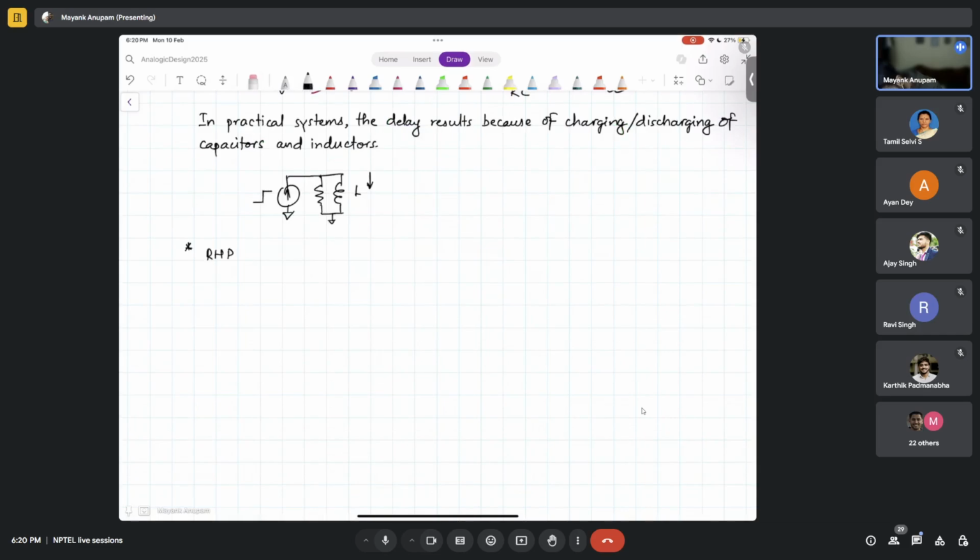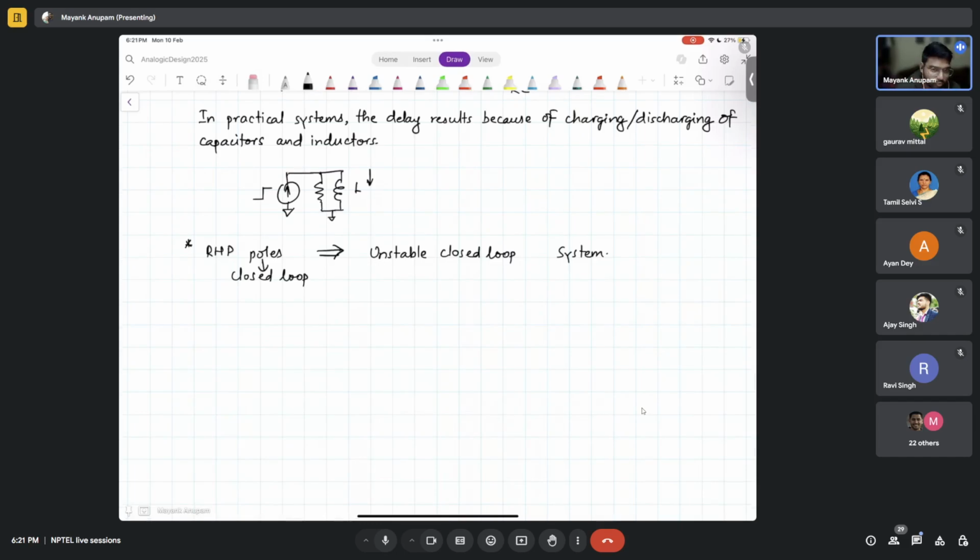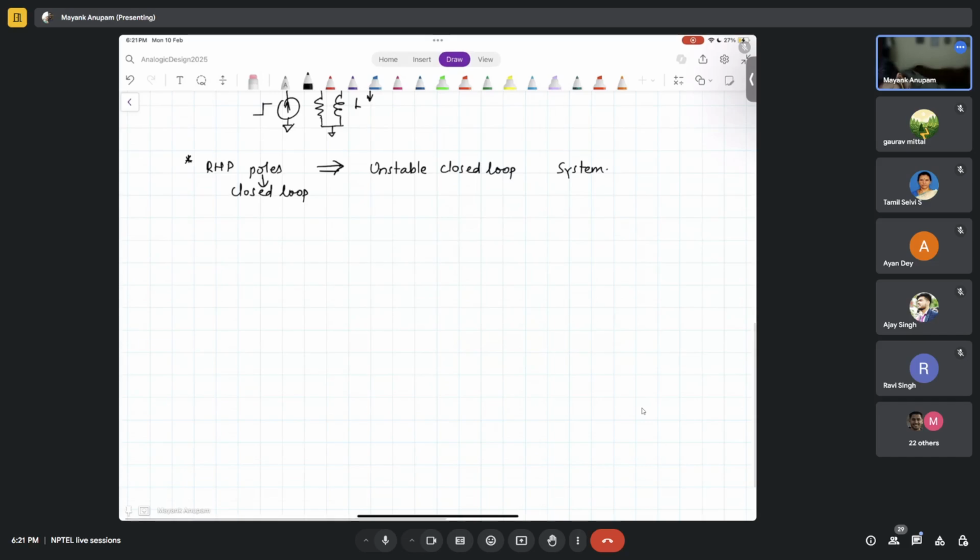So RHP poles imply what? The system is unstable, right? For closed loop system. Yes, exactly. Unstable. So RHP poles, I'm talking about the overall closed loop system. So if we have RHP closed loop poles, then the system is unstable. So what do we want? We want LHP closed loop poles, right?